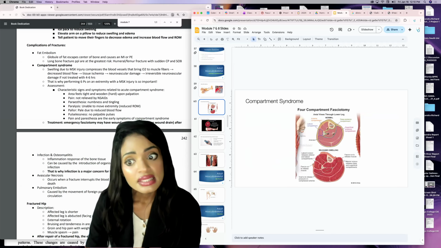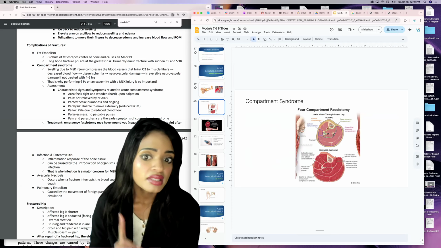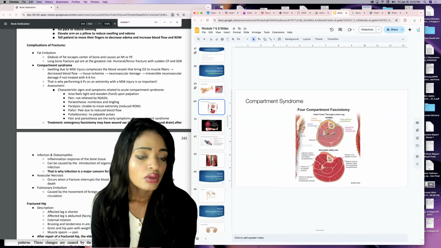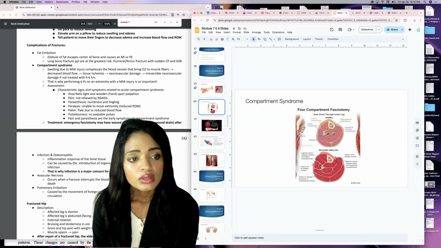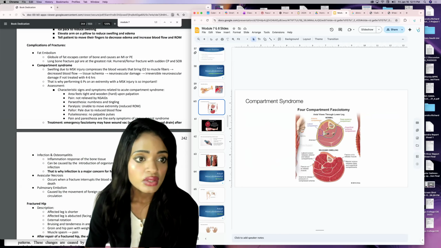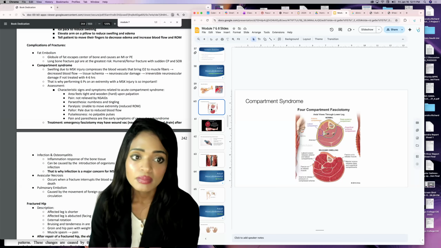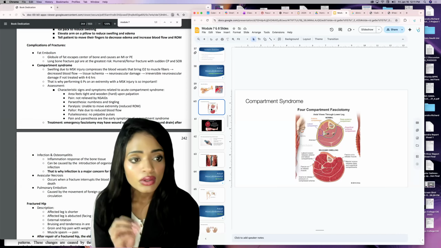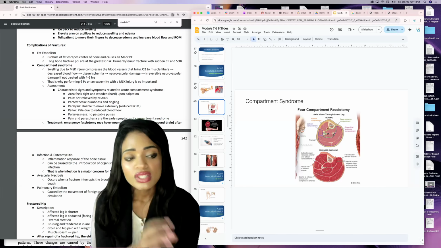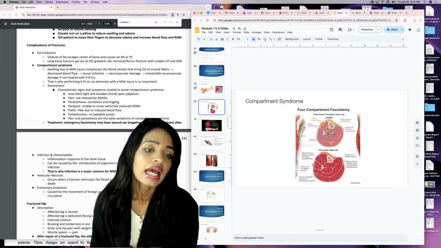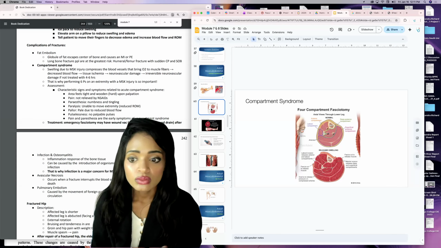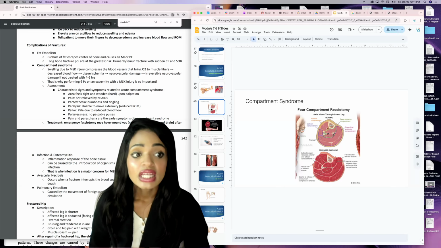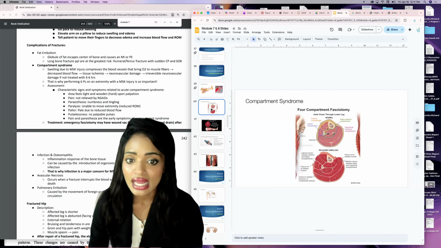Compartment syndrome. Now, this is big, okay? Compartment syndrome can definitely lead to loss of extremity. Compartment syndrome is when swelling from a musculoskeletal injury compresses the blood vessels that bring oxygen to the muscle fibers. Because the arteries are compressed, we have decreased blood flow to the muscle, and that is going to lead to death of the muscle tissue and irreversible neurovascular damage if not treated within 4 to 6 hours.